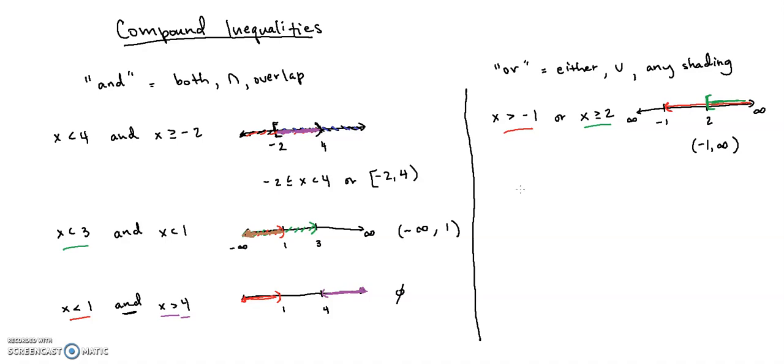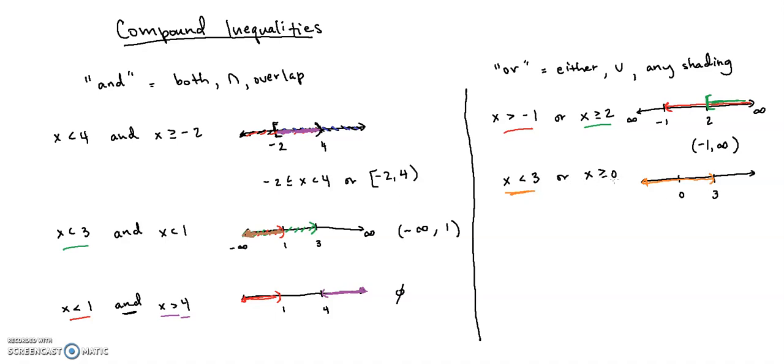Let's try another one. Let's say we've got x less than 3 or x greater than or equal to 0. Okay, so let's graph this one as well. All right, so let's say we're going to graph, oop, I need to mark my thing. Here's 0 and here's 3. Okay, we're going to do x less than 3 in orange. So that's going to be that part. And that's going to be a round bracket.